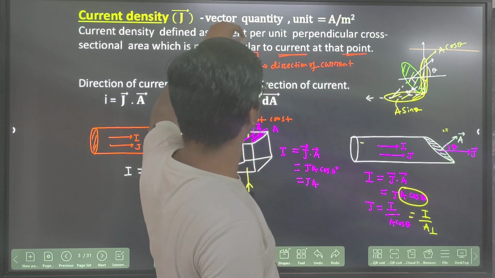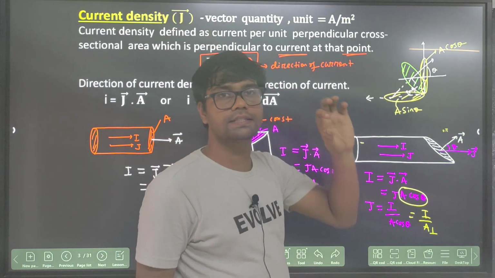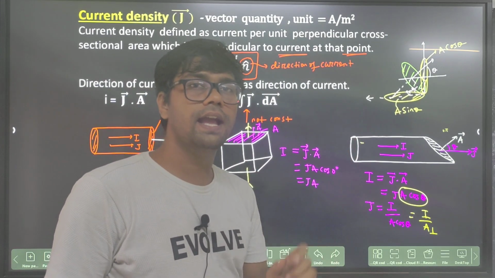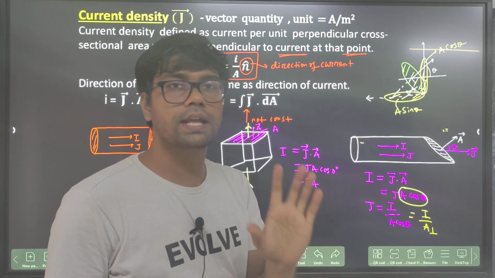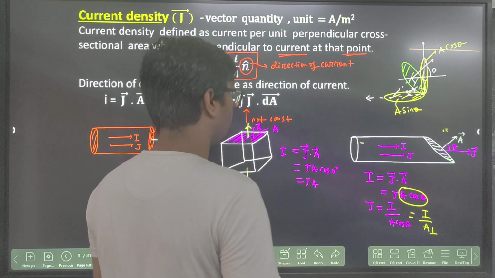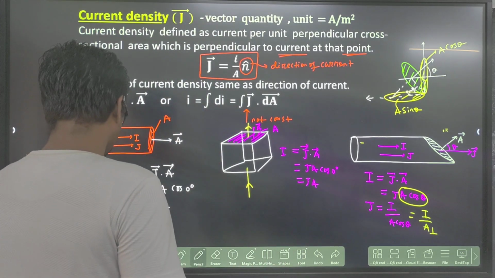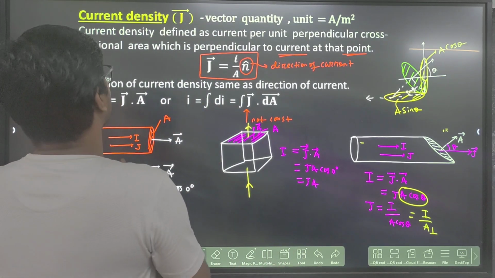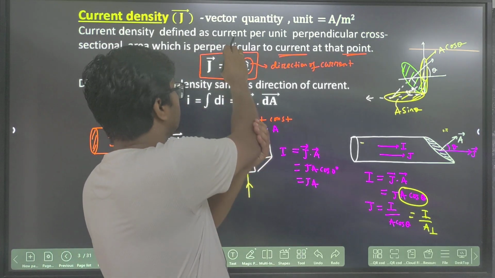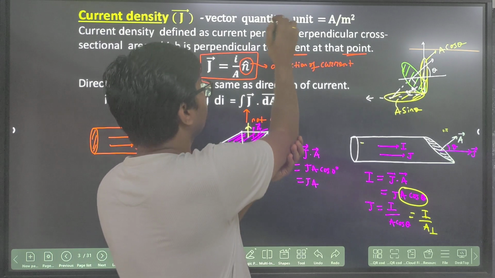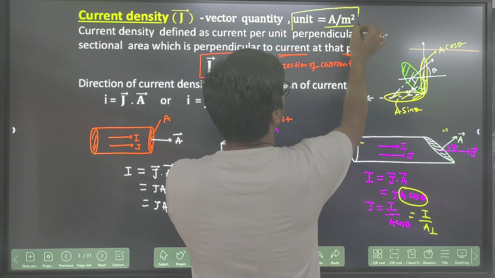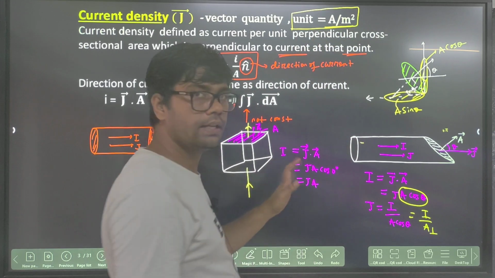That's why the definition is saying that current density is defined as current per unit area and that area is perpendicular to the direction of that current. Here it is clear, right? Okay. Now you can see that unit of the current density, this is basically current per unit area, so it will be ampere per meter square. That unit will be ampere per meter square. Clear?